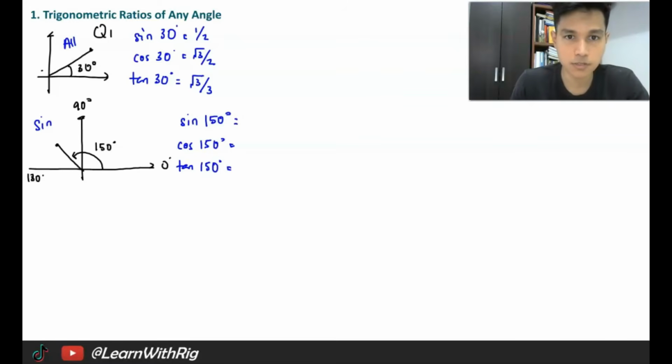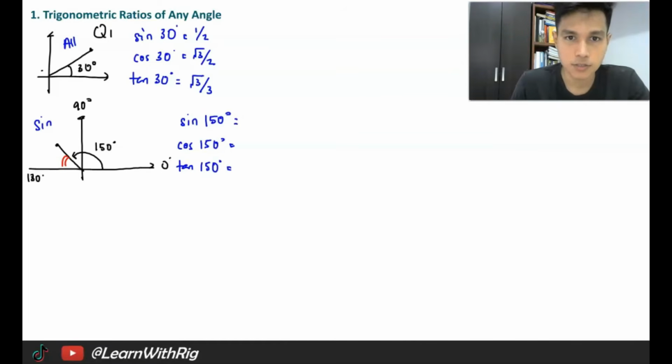This 150 is an obtuse angle. I'm going to show you how to change this into an acute angle, so change it back to the first quadrant. Here is 150, from here to here. If I want to change to an acute angle, I can find this small angle here. Let me use red. This would be the acute angle.